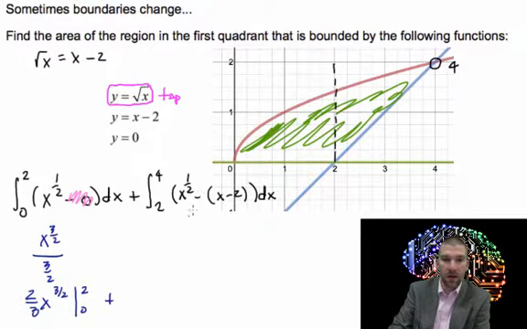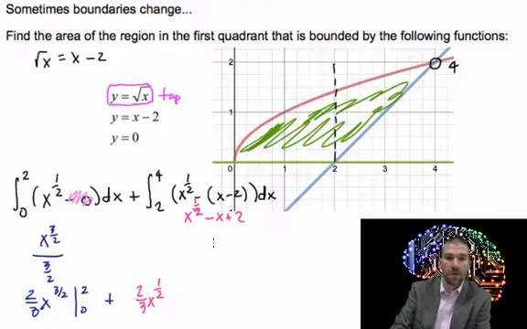Plus, and then over here we've got x to the 1/2 minus x plus 2. That's what we would be integrating. So this is going to be the same thing, x to the 1/2, so that's going to be 2/3 x to the 3/2 minus x squared over 2 plus 2x, and it is going to be evaluated from 2 to 4.